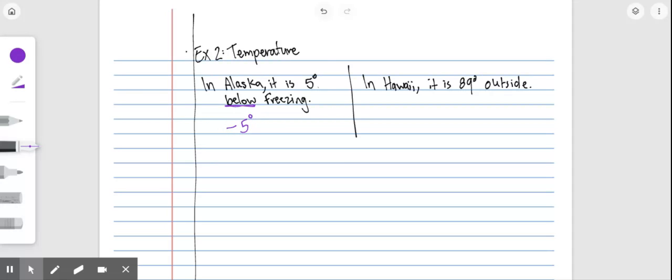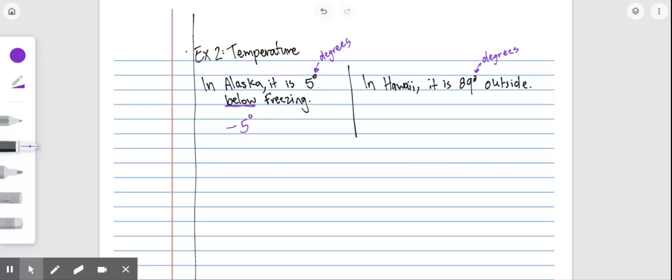Just as a little reminder, this little circle like this means degrees. So you read it 5 degrees. The second example is in Hawaii, it's 89 degrees outside. Again, this little circle means degrees.